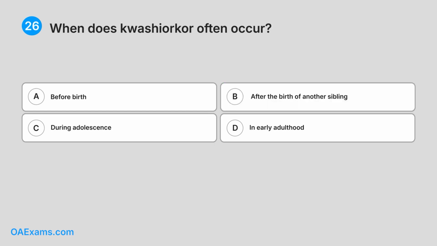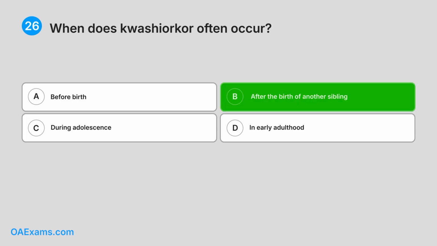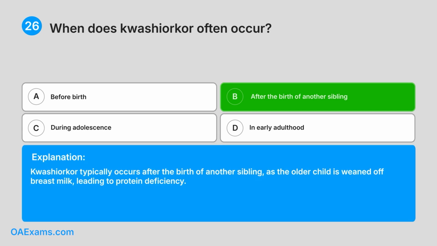26. When does kwashiorkor often occur? A. Before birth. B. After the birth of another sibling. C. During adolescence. D. In early adulthood. Can you guess the answer? Correct answer. B. After the birth of another sibling. Explanation. Kwashiorkor typically occurs after the birth of another sibling, as the older child is weaned off breast milk, leading to protein deficiency.